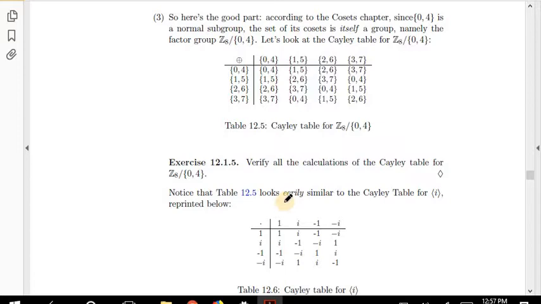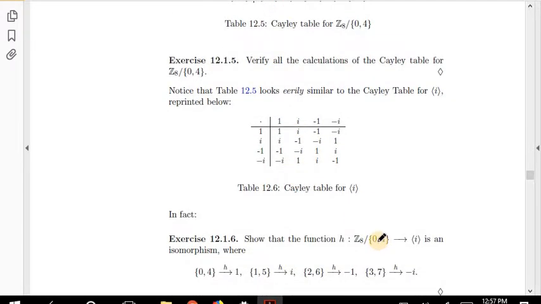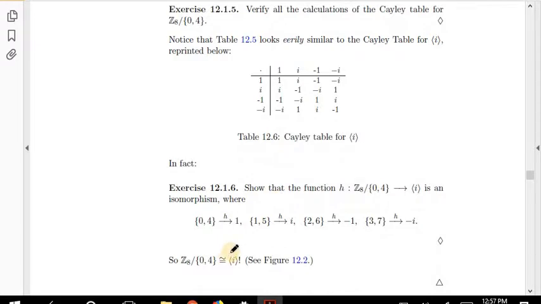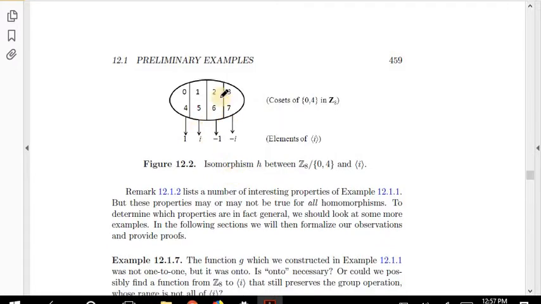So you get 0, 4 goes to 1, 1, 5 goes to i, 2, 6 goes to minus 1, 3, 7 goes to minus i. If you make those replacements, this Cayley table agrees with the Cayley table here. So we actually have an isomorphism between Z8 mod 0, 4 and the fourth roots of unity. Okay. So somehow from our homomorphism we're getting an isomorphism. So here's another representation: these cosets go in a one-to-one onto fashion onto the elements of the cyclic group generated by i. Okay. Now we've seen some properties of this particular homomorphism which may or may not be true for all homomorphisms.